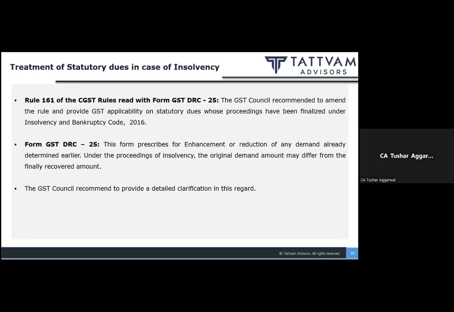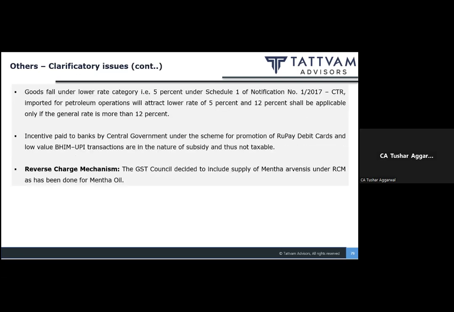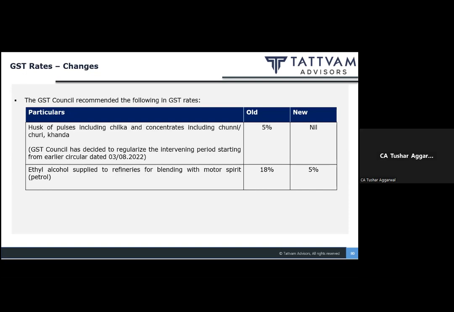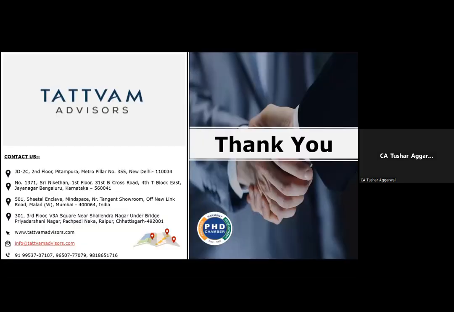On insolvency, they will be coming out with provisions for what practically happens. There is a demand of 100 crore rupees, but recovery is always less. So they will come out with how to deal with the situation in case of IBC clients, and accordingly amendments will be made in Rule 161 and Form DRC 25. Apart from that, there are various rate changes which have been imposed. The PPT will be shared, and all these rate changes are self-explanatory. With this, we end our presentation for today. Thank you, everyone. And now we can take up question and answer, if any left.